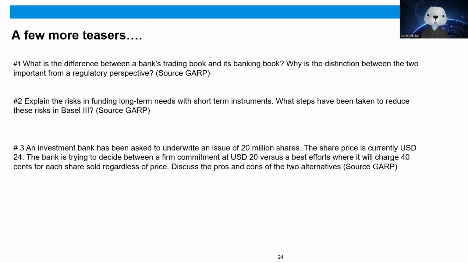Okay, so coming to the last portion of this chapter, we have three questions which I have directly picked up from the Guard book, and I want to discuss them. The first thing is, what is the difference between the bank's trading book and the bank's banking book? Why is this distinction between the two important from a regulatory perspective?